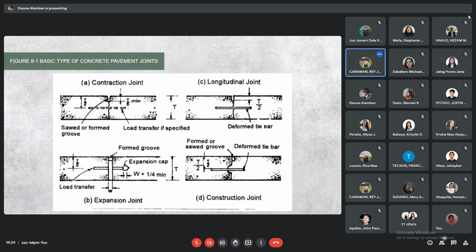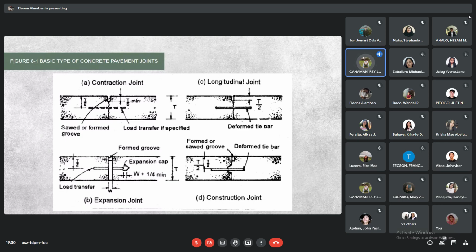Dowel bars are placed in the fresh, newly poured cement, spaced 12 to 16 inches apart, and 18 inches long. The purpose is to transfer load from one slab to its adjacent slab, to reduce joint failure and corner cracking, and also to improve performance of pavement joints. So let's move on to the types of joints.